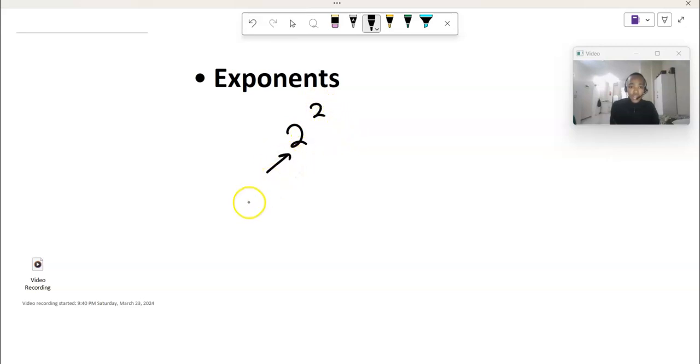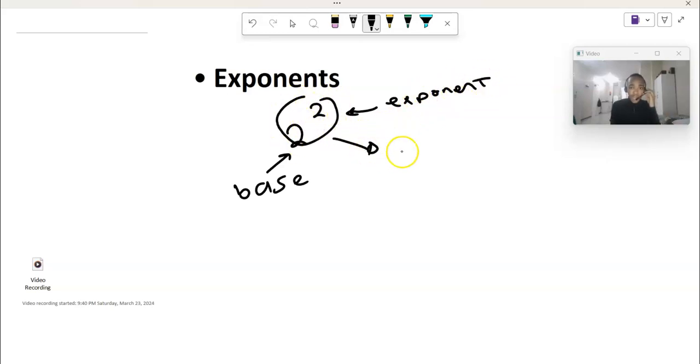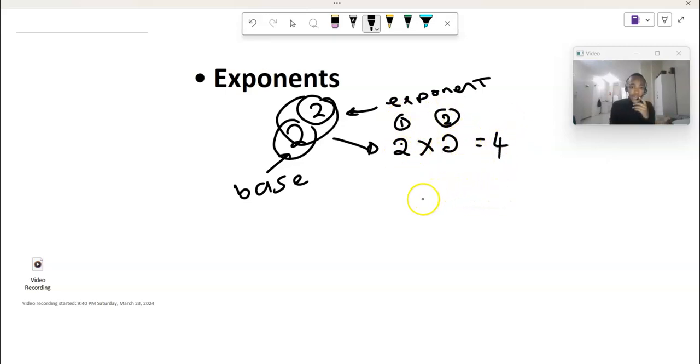You notice that this is the base here and this is the exponent. What this means is, how many times are we multiplying 2 by itself? In this case this is a 2, so 2 is being multiplied by itself twice, right? So this is once, 2 times, right? So 2 times 2, which will give us 4.